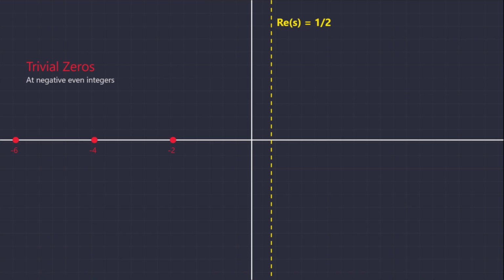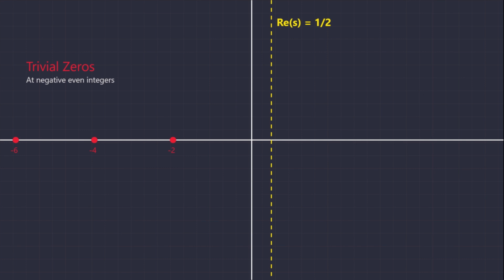The functional equation reveals a symmetry around the line real part of s equals 1/2. This symmetry is the geometric reason why the critical line is so important. The functional equation immediately reveals a set of zeros, known as the trivial zeros. These occur at the negative even integers, -2, -4, -6, and so on.